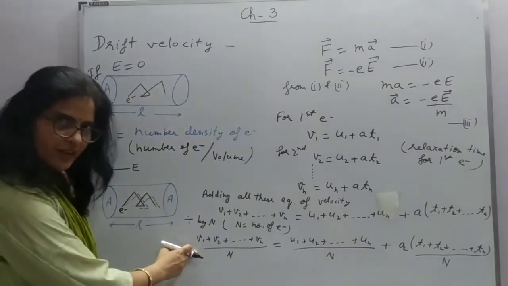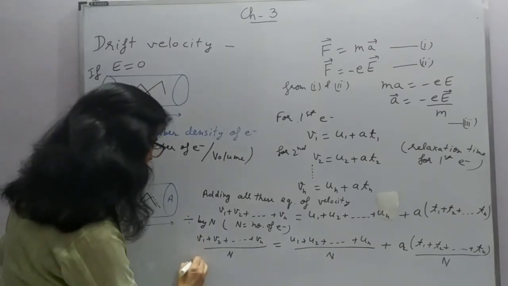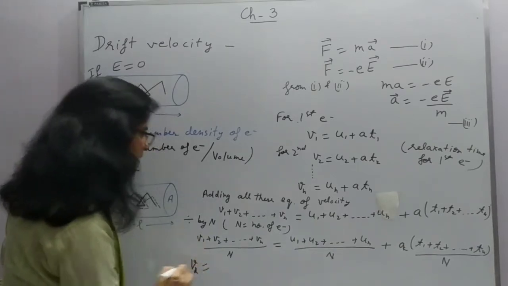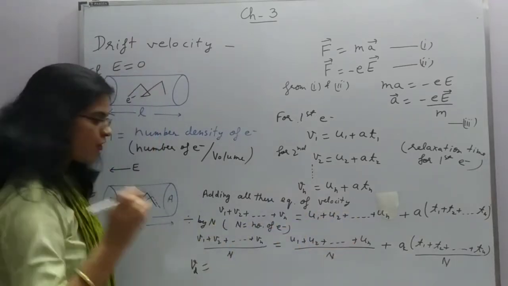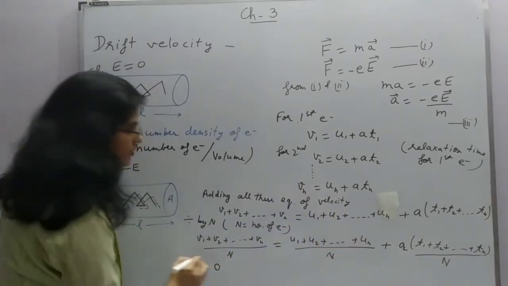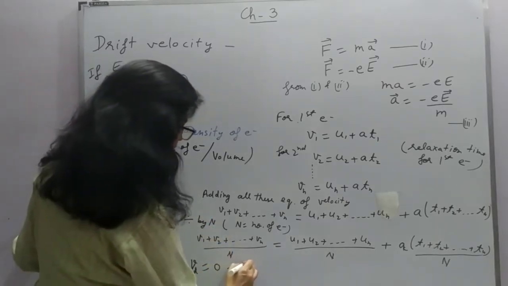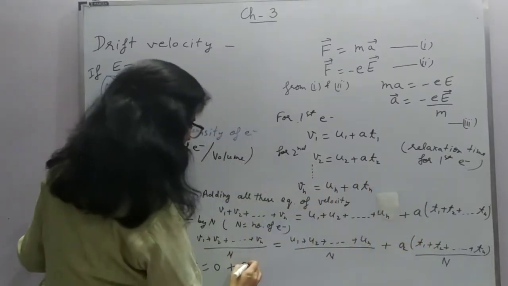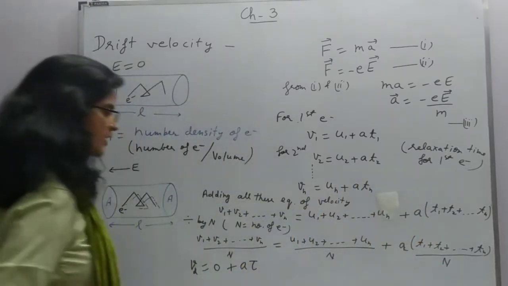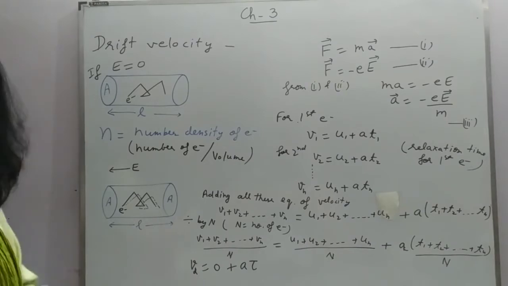This is the average final velocity attained by electrons in the presence of the electric field, so I can replace it by drift velocity. This is the average initial velocity, which we have already discussed is 0 due to random motion in the absence of an electric field, plus A over here, and this is the average relaxation time, which I can replace by tau. So this step is clear.